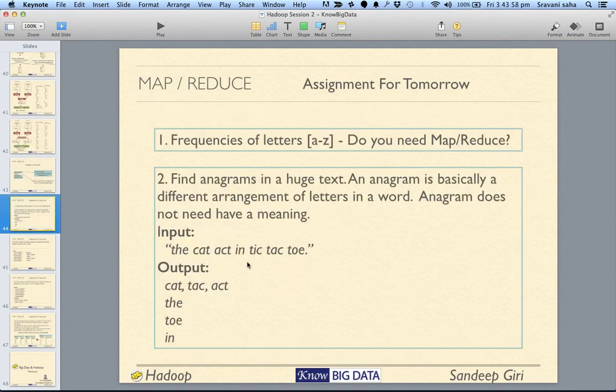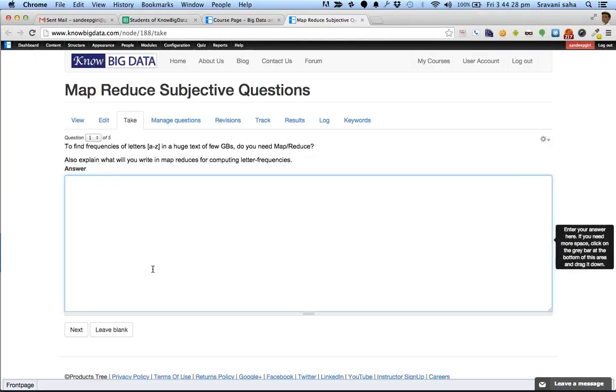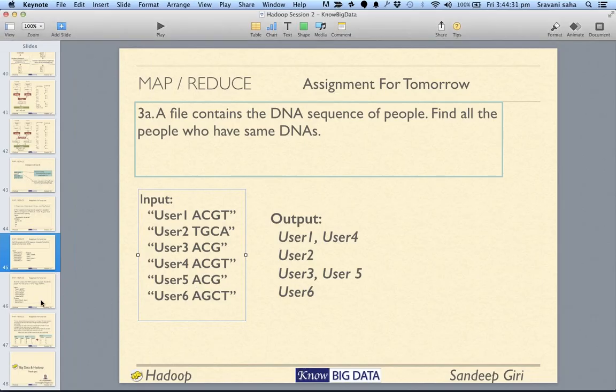So you have to bring those users together whose DNAs are identical. Are these two problems clear to everybody? Is the anagrams problem okay with everybody? And the DNA problem? All right. So now the second part. This is a fairly simple part. I'm not going to read out anybody's answer right now. Please fill that in in the subjective test, and then we will discuss it.